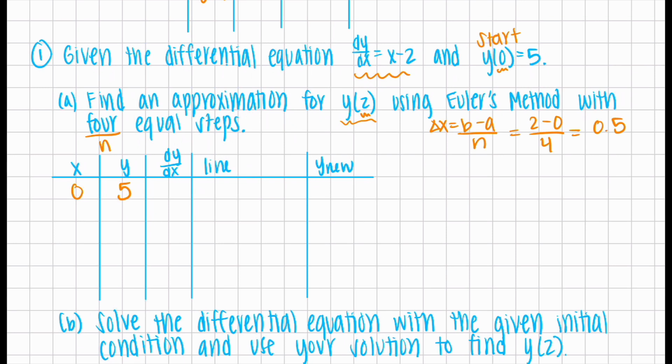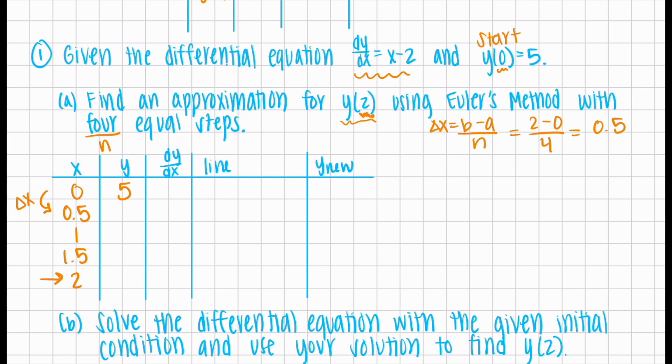So I'm going to have my original line. That's going to be my first row of my chart. But my second line, I'm going to have a point where the x value is 0.5. And I want to increase in my chart by my delta x up until I get to 2. So I'm going to have 0.5, add 0.5 again, we get 1. Add 0.5 again, we get 1.5. Add 0.5 again, and we get 2. And you want to stop when we get to our ending x value.